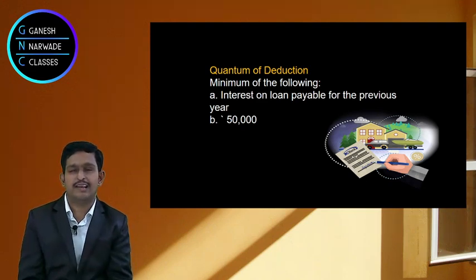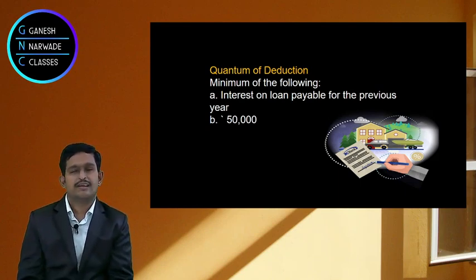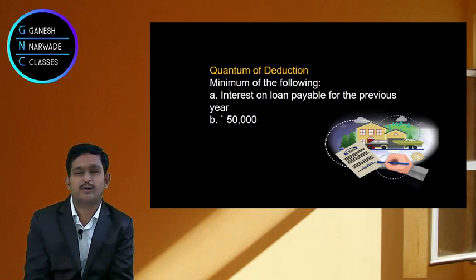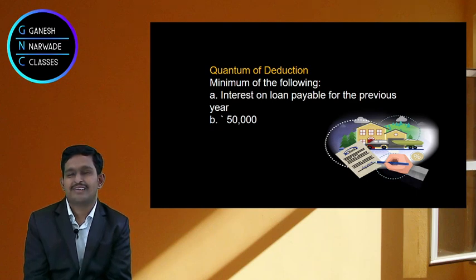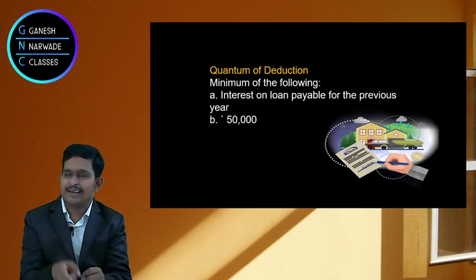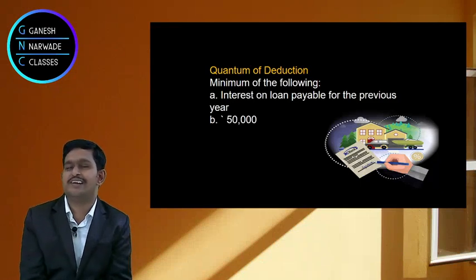How much? Tell me quickly. Actual amount of interest or rupees 50,000, whichever is lower. But sir, what about the principal amount, sir? Why are you getting so disappointed, my dear? Principal amount will be allowed as deduction under 80C. Last video you did not watch, please watch the video.